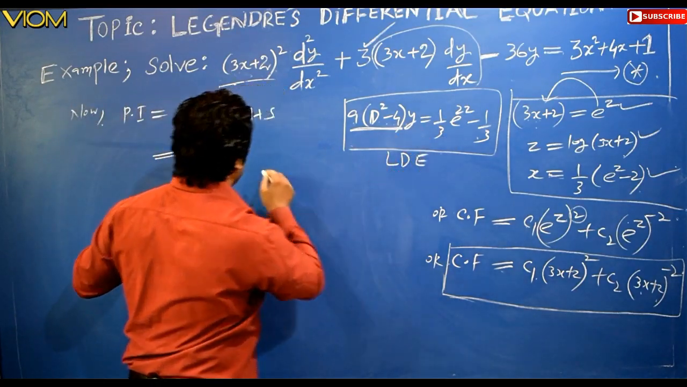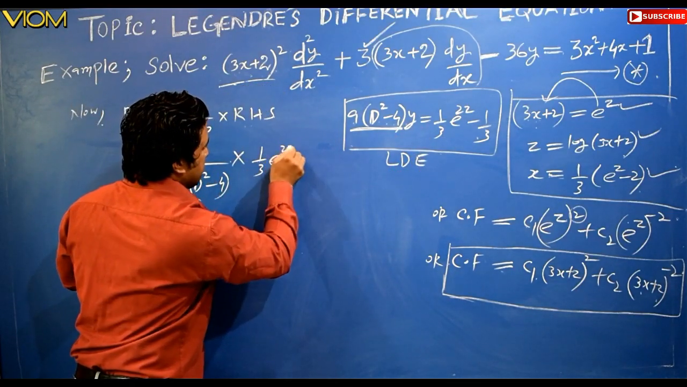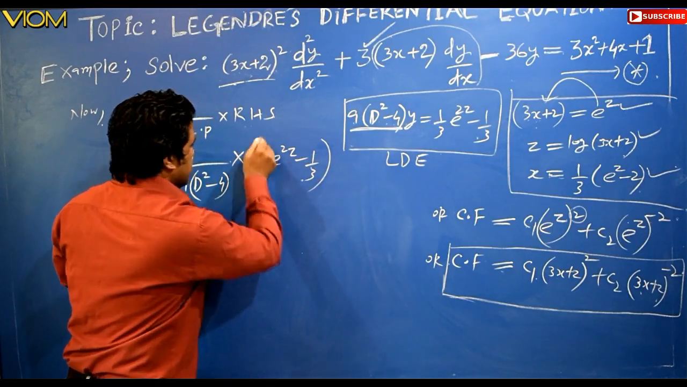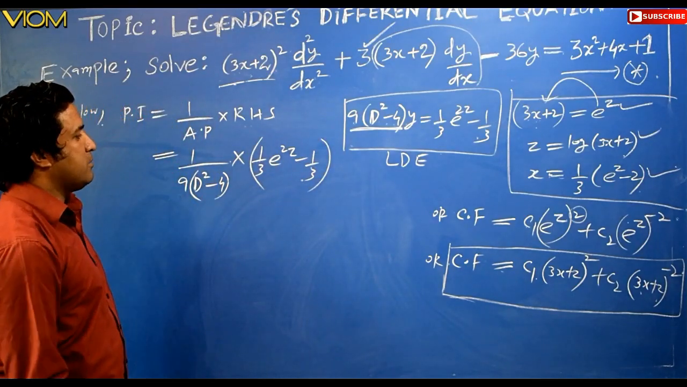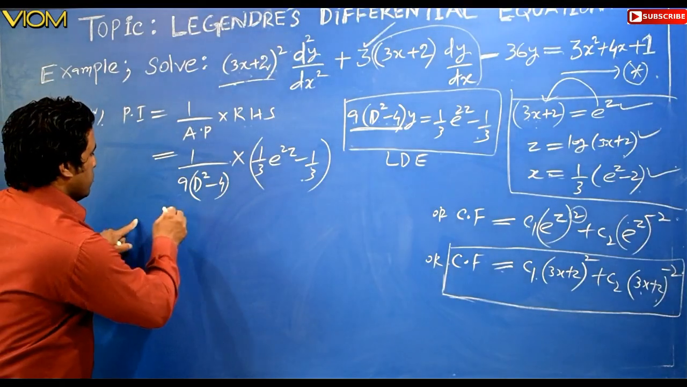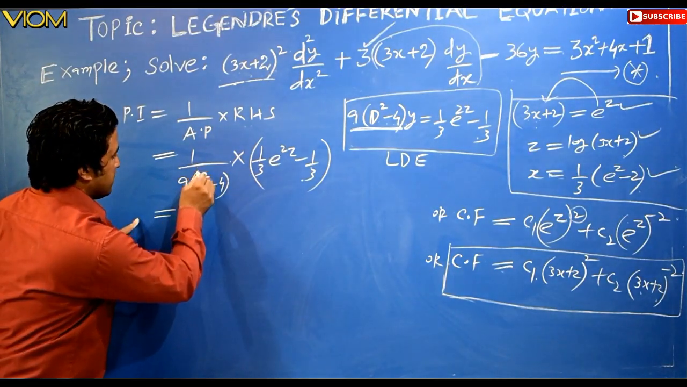What is the right hand side? This is 1 divided by 3. I will write the complete e raised to the power 2z minus 1 by 3. This is as it is. This is 1 divided by 3 e raised to the power 2z minus 1 by 3. Now you know that you can multiply the concept.